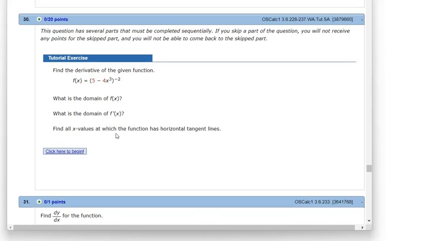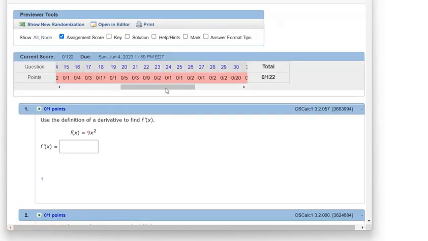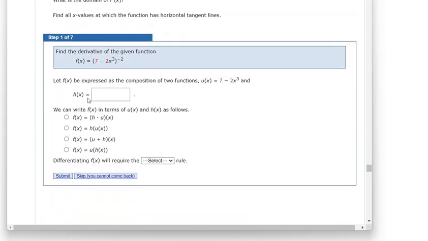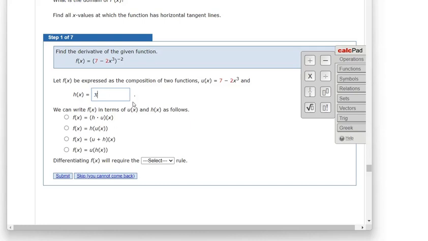Okay, so they've got one of these step-by-step questions for us to do. There we go. I gotta scroll all the way down for each part. So they want f(x) to be expressed as the composition of two functions. So they're saying u of x is 7 minus 2x to the third, and then h of x, that should be x to the negative second.